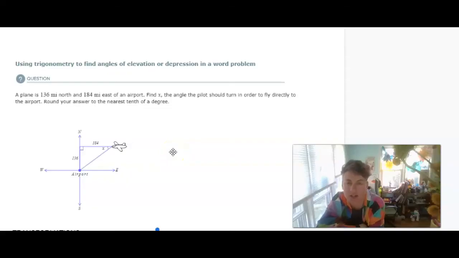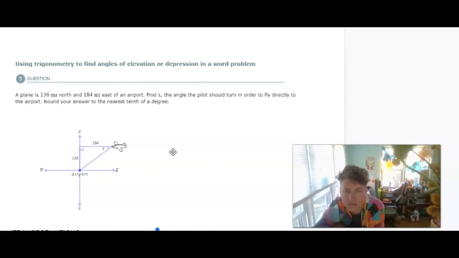Alright, now let's check out an Alex question. It says, using trigonometry to find angles of elevation or depression in a word problem. Kind of like the tree thing we just talked about. In this one, a plane is 136 miles north and 184 miles east of an airport. Okay, cool. We're going to find x, the angle that the pilot should turn in order to fly directly to the airport.